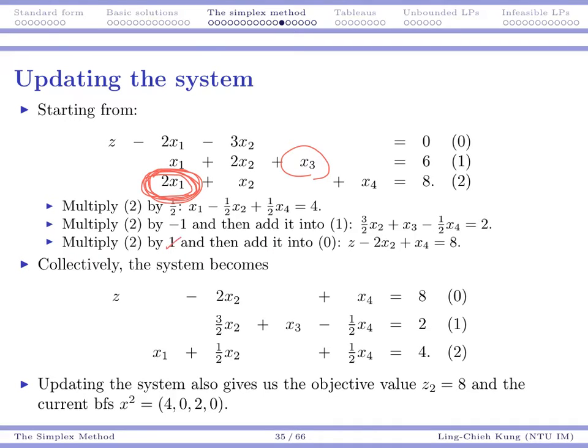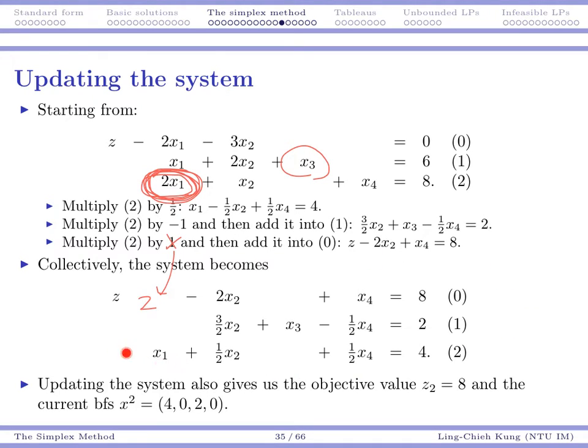Here there is a typo. This one should be 2. Okay? Because in step 1, we have already multiplied constraint 2 by 1/2. So the coefficient here is just 1 now. And then we multiply it by 2 so that when we add it to the zeroth row, this number can be cancelled. So collectively, after we complete the 3 steps, your system would become this one.